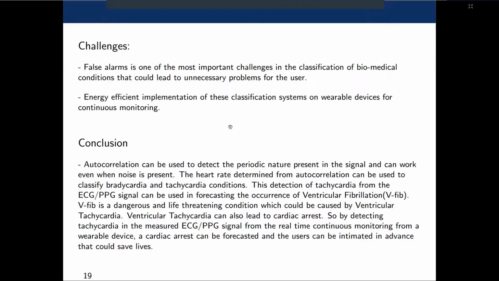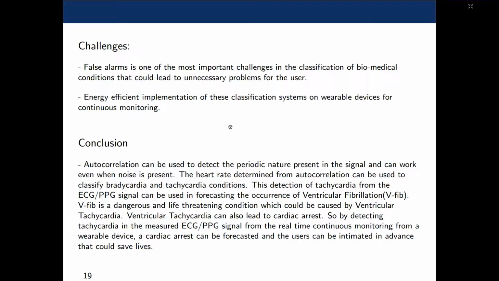Next, what are the challenges? False alarms are one of the most important challenges in the classification of biomedical conditions that could lead to unnecessary problems for the user. Energy efficient implementation of these classification systems on wearable devices for continuous monitoring is also a challenging task. Now, conclusion. Autocorrelation can be used to detect the periodic nature present in the signal and can work even when noise is present.